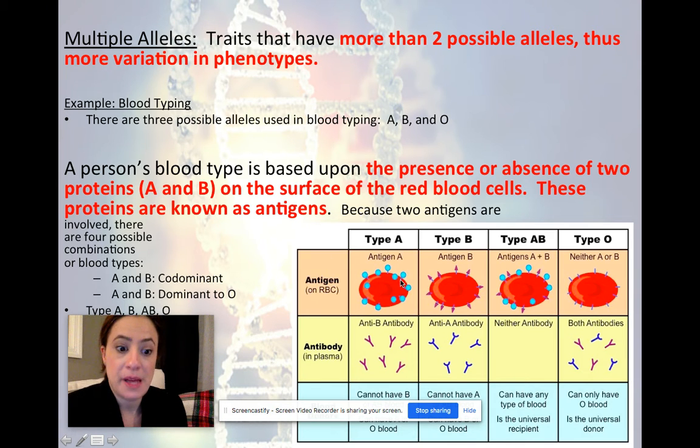So if you are blood type A, you have the A antigen on your red blood cells. If you're blood type B, you have a B antigen on your red blood cells. If you're blood type AB, you have both antigens on your red blood cells. And if you have type O blood, you have neither.